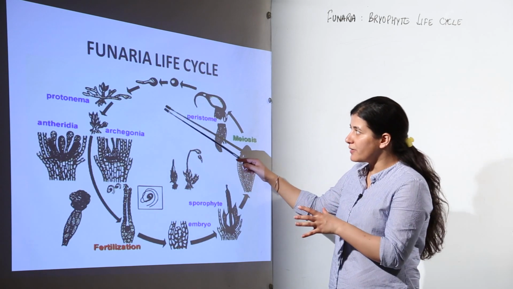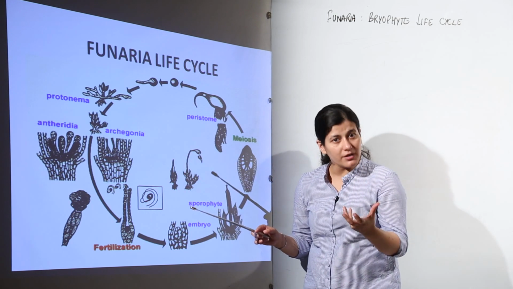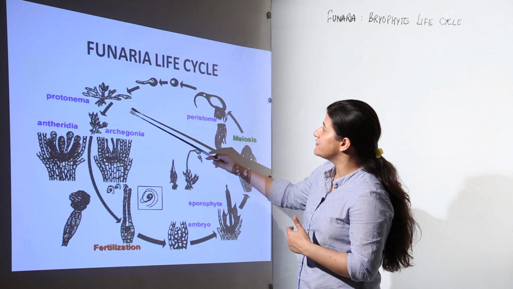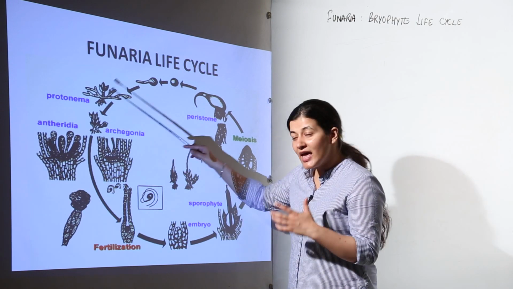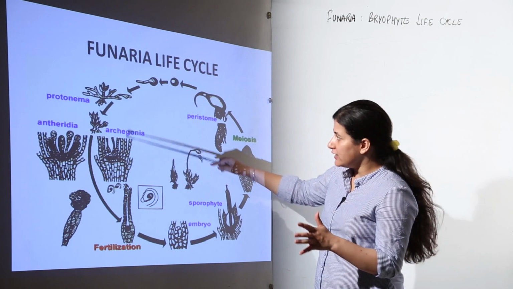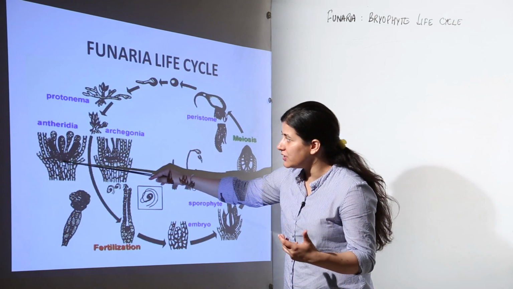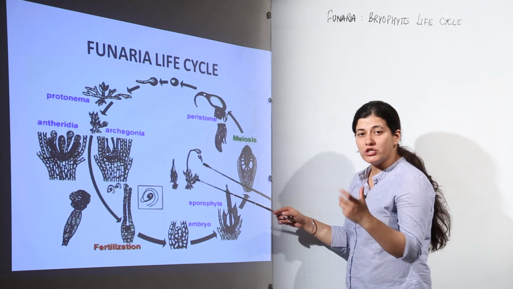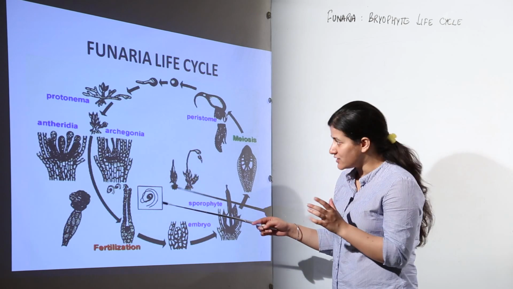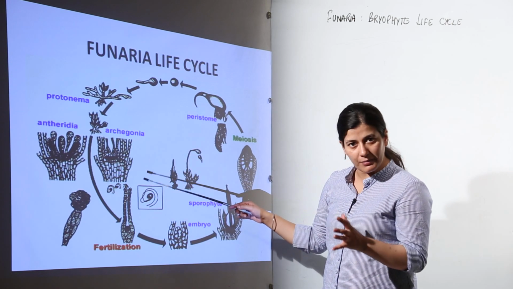Now this protonema is going to grow in size because the gametophyte is the dominant part of the life cycle. The protonema grows and differentiates into antheridia and archegonia, which are the male sex organ and the female sex organ respectively. Antheridia is the male sex organ, and archegonia happens to be the female sex organ.